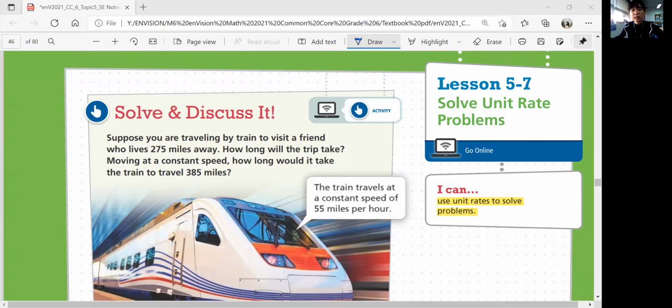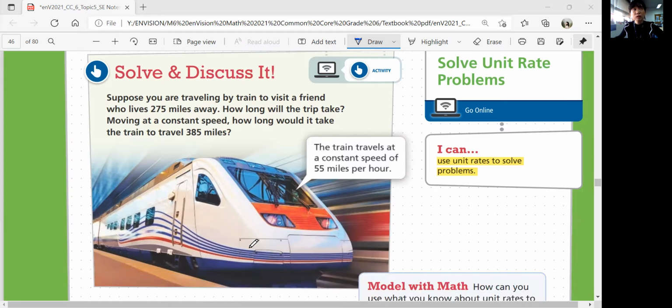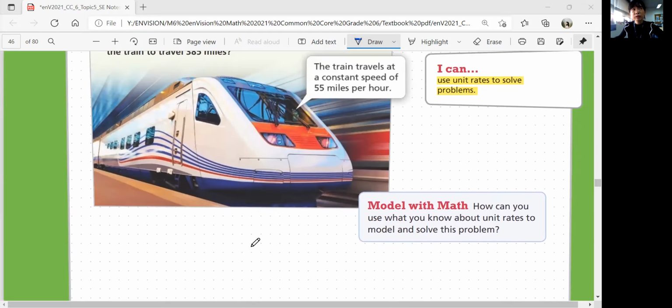Suppose you're traveling by train to visit a friend who lives 275 miles away. How long will the trip take? Moving at a constant speed, how long would it take the train to travel 385 miles? We got some information here. The train travels at a constant speed of 55 miles per hour. So how can you use what you know about unit rates to model and solve this problem?